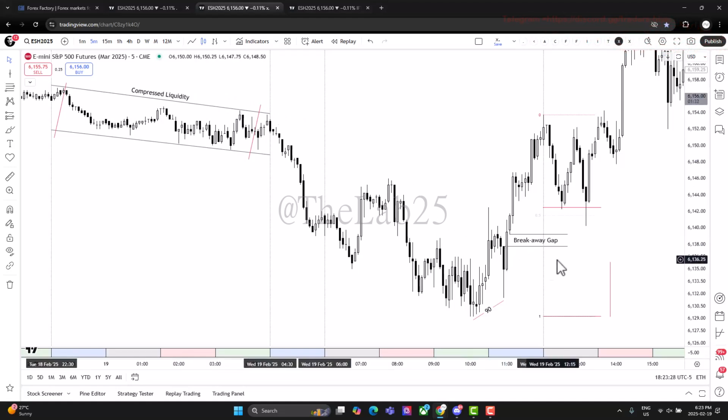Compressed liquidity is characterized by using the range of this swing right here. So this is the first swing. And the reason why this is important is between this high and this low is where we had the candle which initiated the run up. So this is the candle that you would be focused on and waiting for price to trade above in order for you to be able to establish that price has changed its state of delivery.